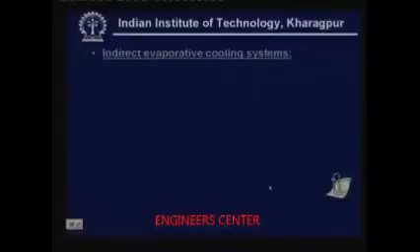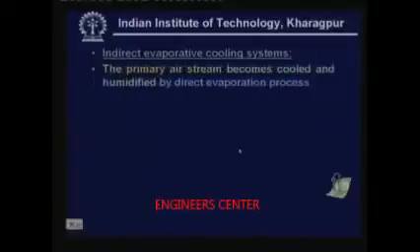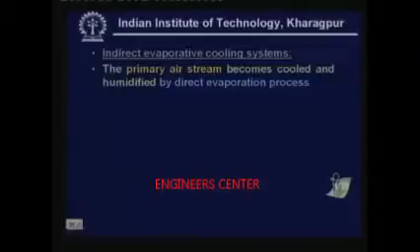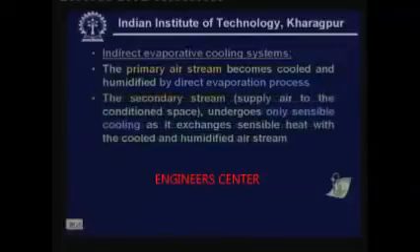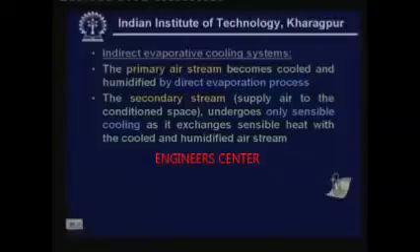Now let us look at the indirect evaporative cooling system. So far we have discussed the direct evaporative cooling system. In an indirect system, we use a primary air stream and a secondary air stream, that means two air streams are used. The primary air stream becomes cooled and humidified by a direct evaporation process, whereas the secondary air stream, which is the supply air to the conditioned space, undergoes only sensible cooling as it exchanges sensible heat with the cooled and humidified air stream.